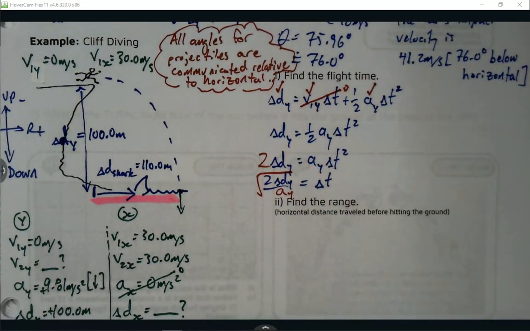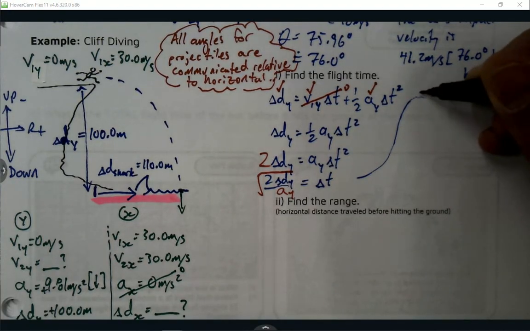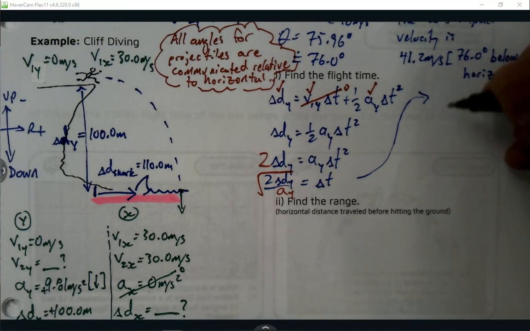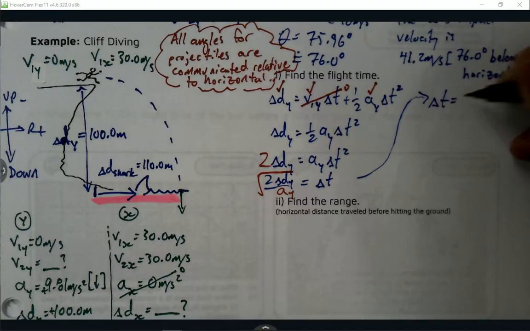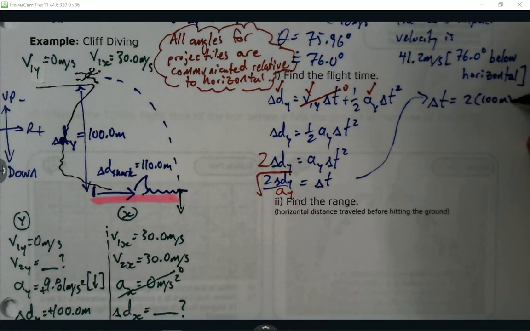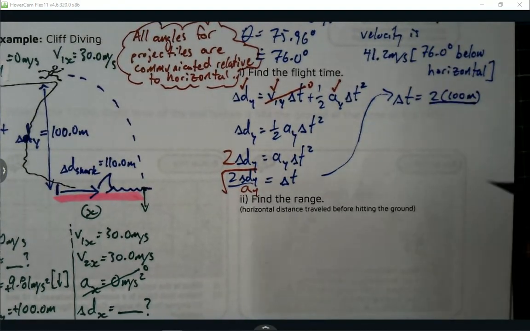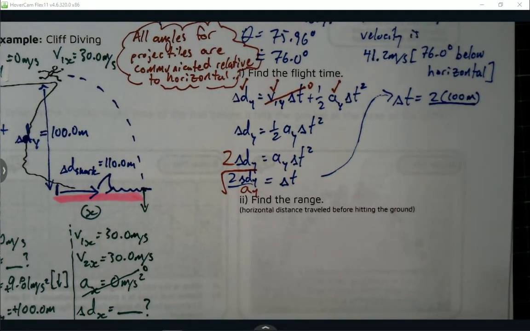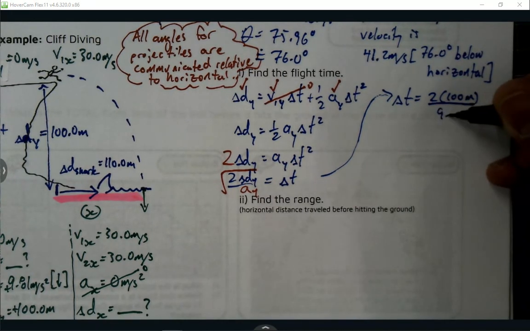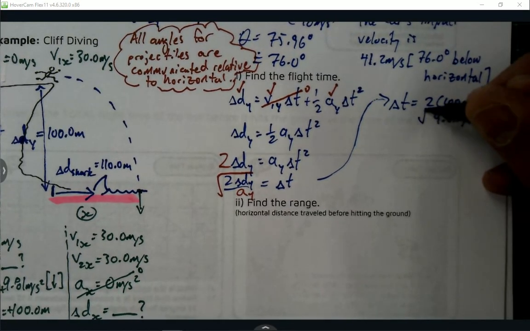All right, cool. So I got my delta t. I'll pop up here to the other side because I've run out of space in that column, and I say delta t is equal to, I'll sub in my values, 2 times 100 meters. Remember, I'm saying it's positive 100 meters because we declared the downward displacement to be positive. Also, acceleration due to gravity is positive because it acts downward, and we said down was positive, so 9.81 meters per second squared, and then square root it.